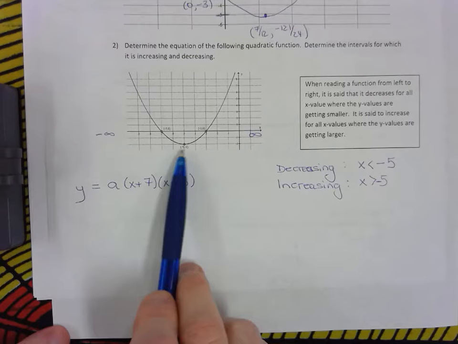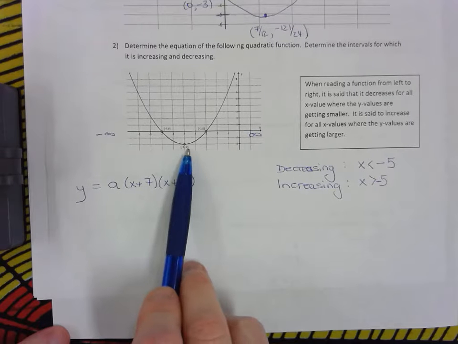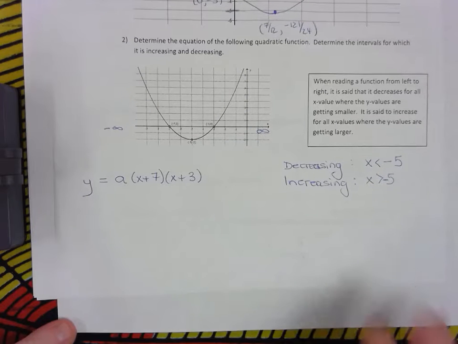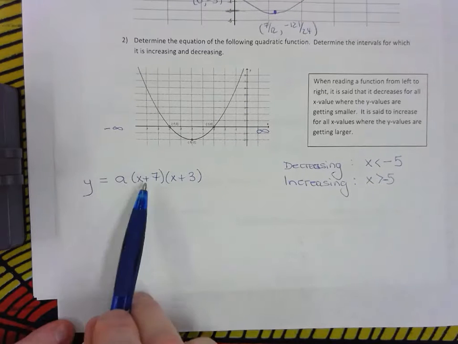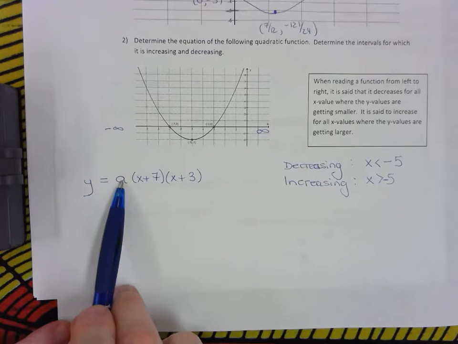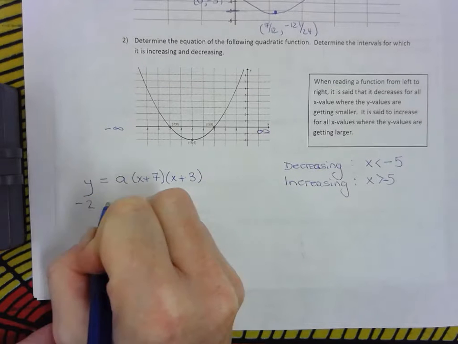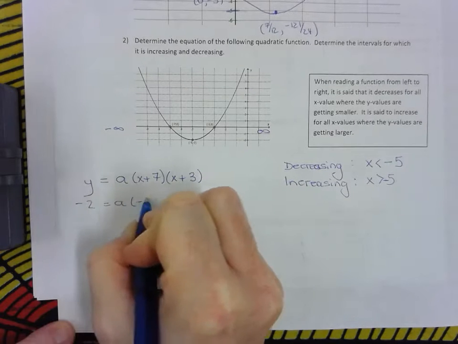Well, here we have another point. We have this point, -5 and -2. So we know that -5 is equal to x, and we know that -2 is equal to y. So I'm going to use this point for x and y so that I can solve for a. So I'm going to replace y with -2, and I'm going to replace x with -5.